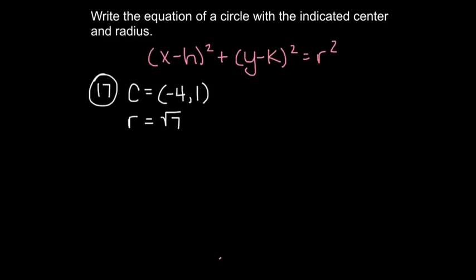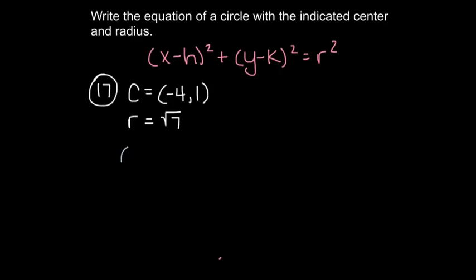This one's a little bit different in a couple ways. One of the coordinates is negative, and also the radius is the square root of 7, so we have a radical. We don't change the approach. We're still going to be subtracting the x coordinate of the center. So we'll be subtracting a negative 4.